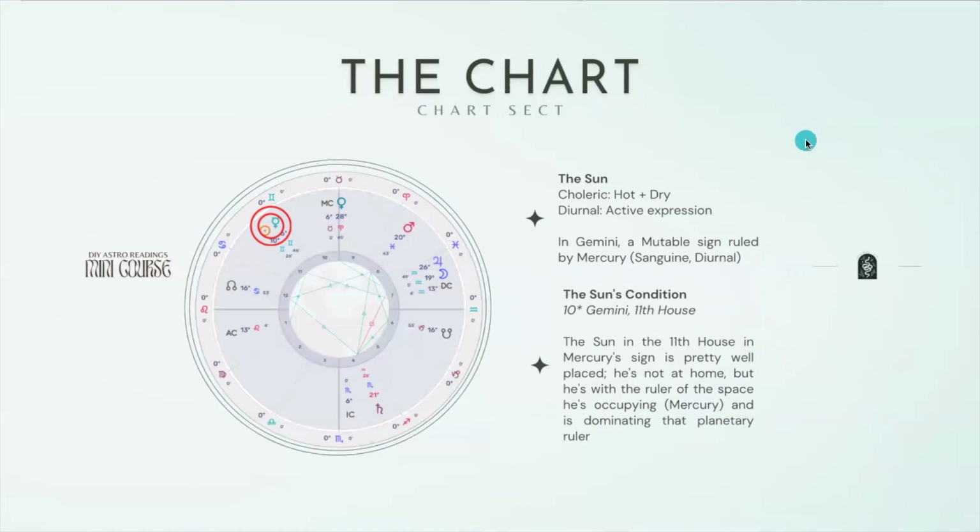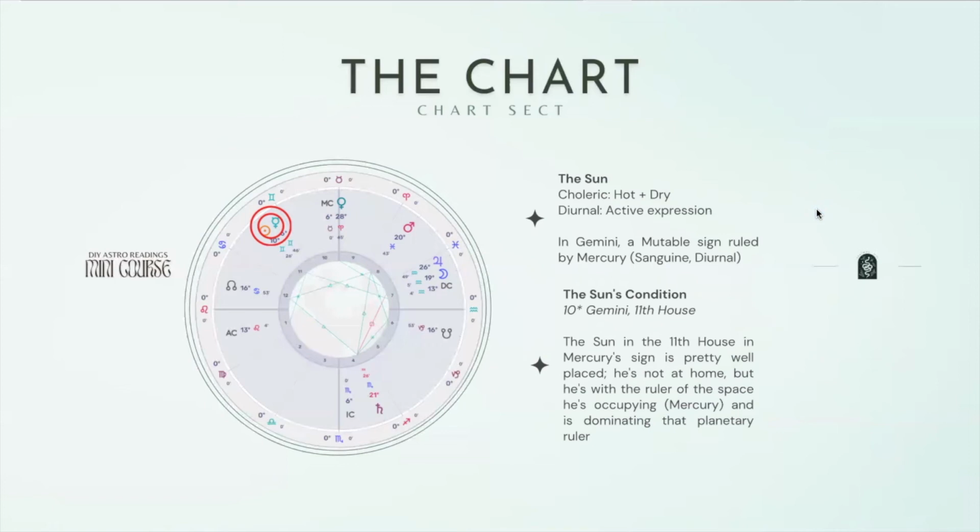And diurnal as well. So overall, the sun in the 11th house, this is a pretty nice space for the sun to be. He's pretty content. He's not exalted. There's not a lot of fanfare happening necessarily, but it's a good space, and he's probably pretty comfortable.